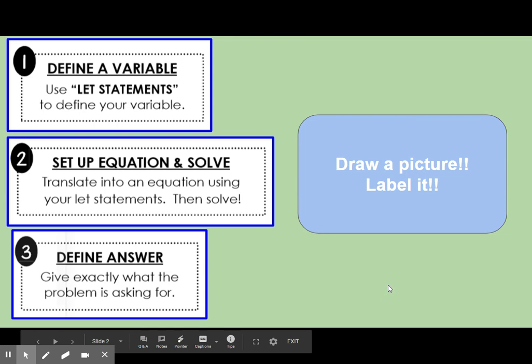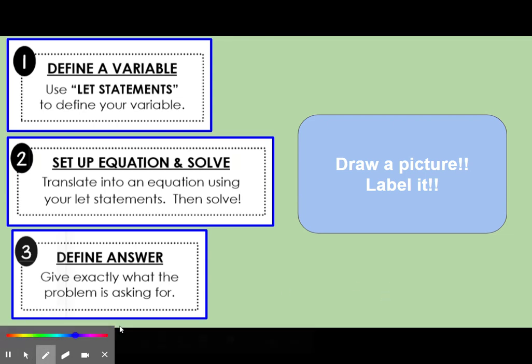Draw a picture, label it. I find it so helpful when solving perimeter problems or problems that deal with geometry. Draw the figure. Like, that's your length, that's your width. Label it. Then you're going to see we're going to use the perimeter formula.